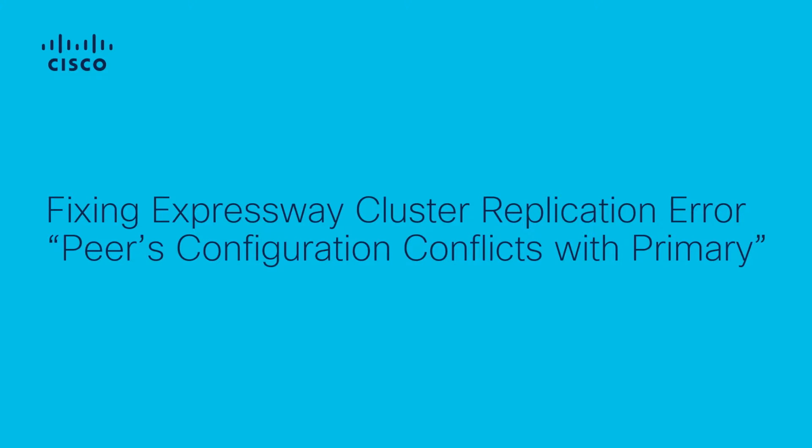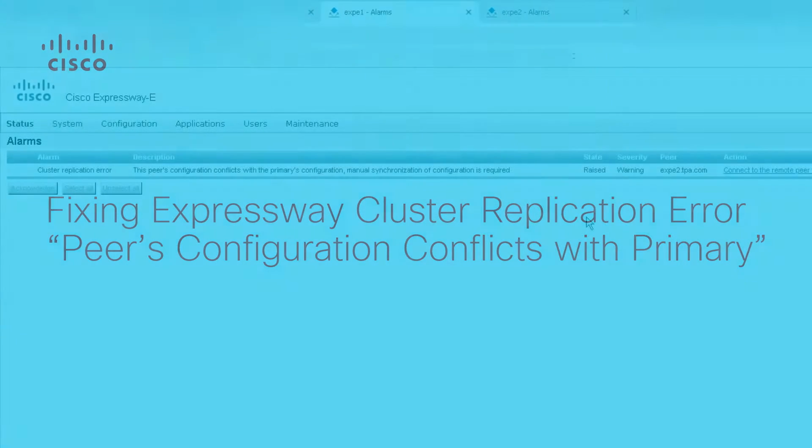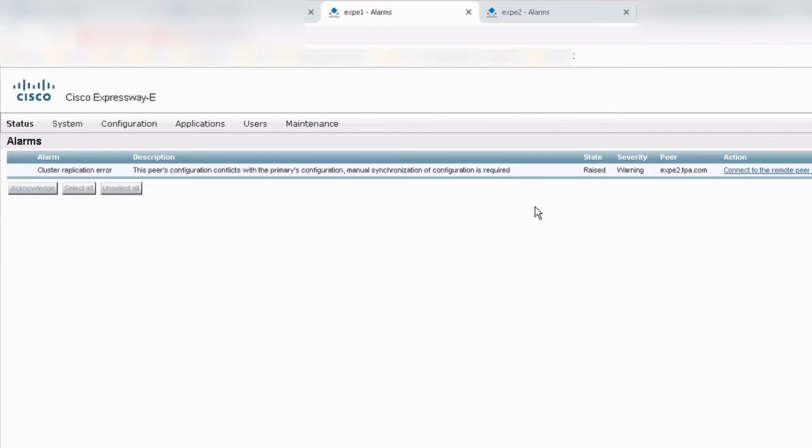In this video, we're going to fix the Expressway alarm cluster replication error. Peer's configuration conflicts with the primary's configuration. Manual synchronization of configuration is required. Usually you'll see this right after performing an upgrade, and just because it's showing up doesn't always mean there's a cluster configuration or replicating problem between peers, but it should still be fixed.